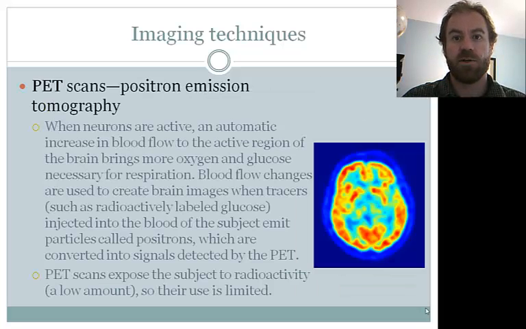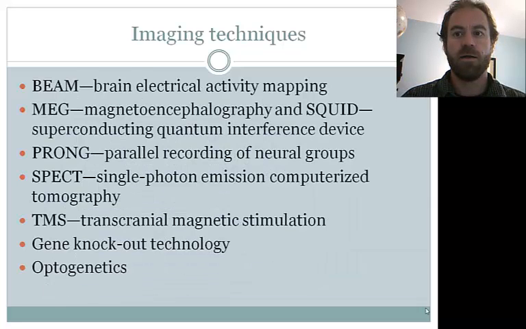PET scans are also very effective in seeing the brain in action, but are also limited in use. The PET scan requires the injection of a mild radioactive substance, and although it is a low amount of radioactivity, multiple uses of PET scans are discouraged and therefore limited.